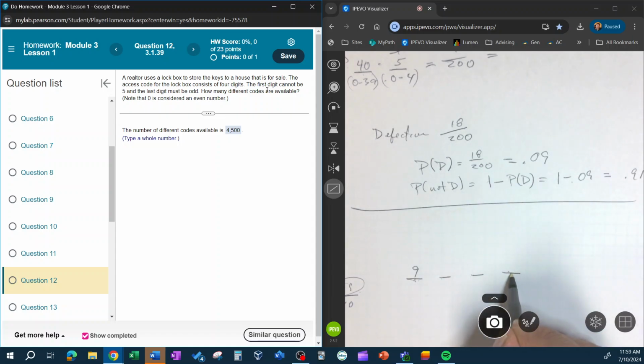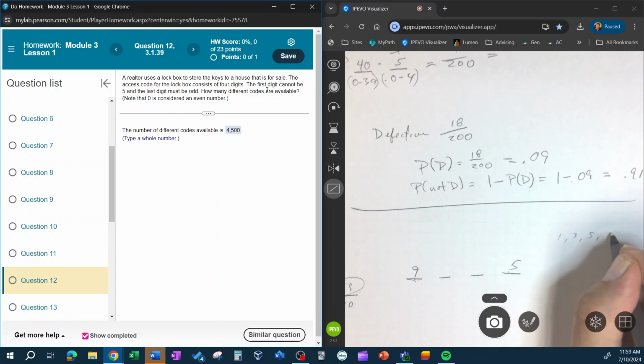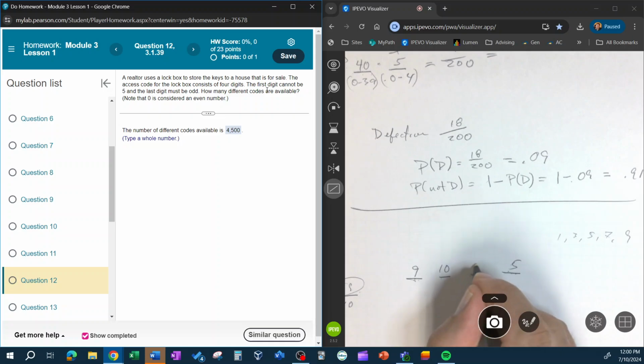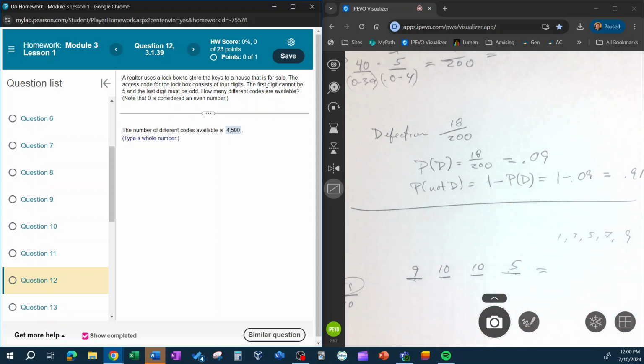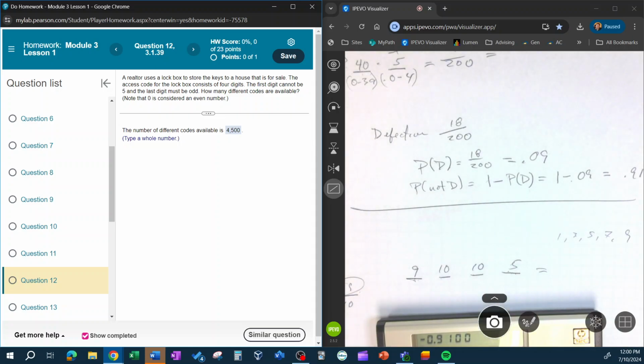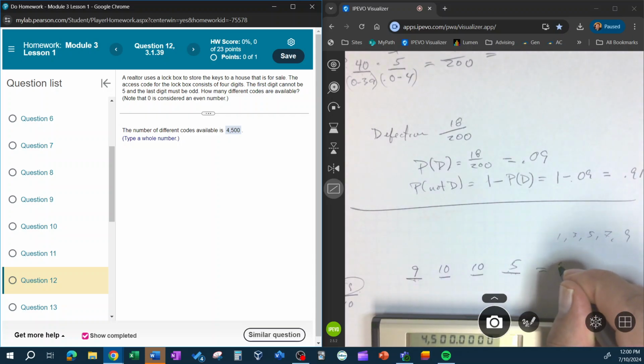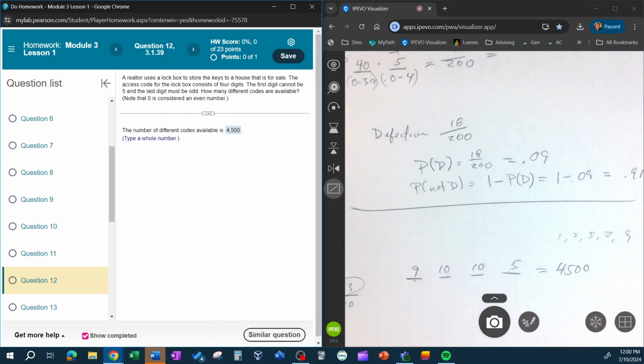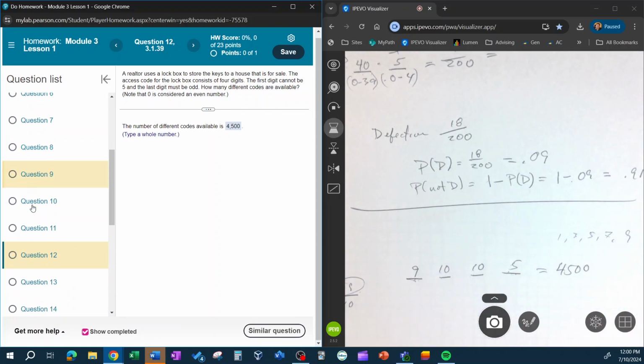How many odd numbers are there from 0 to 9? There's going to be 5: 1, 3, 5, 7, and 9. So there's 5 possibilities here. And then these two numbers can be 0 to 9, so 10 possibilities each. If you multiply all those together, you get 4,500. Just multiply all those out. Fundamental counting principle. Let's look at number 14.